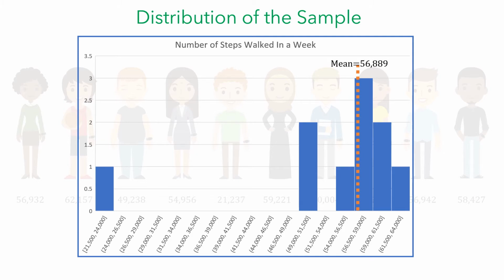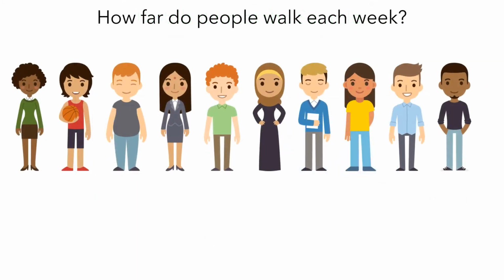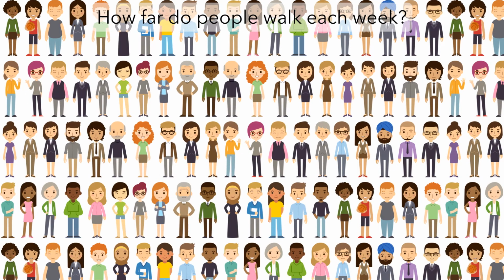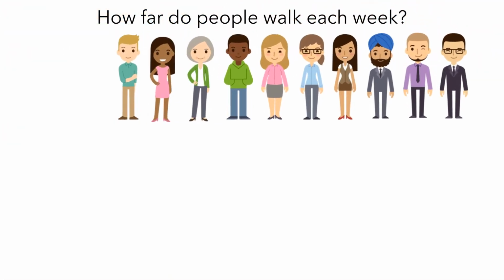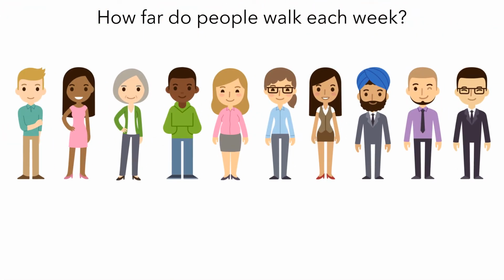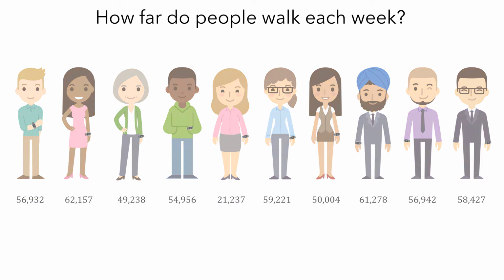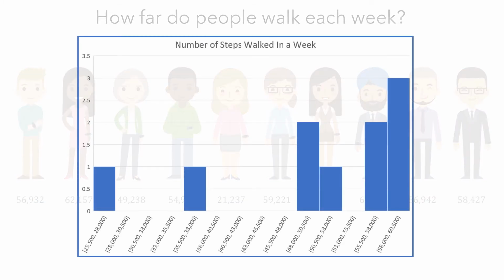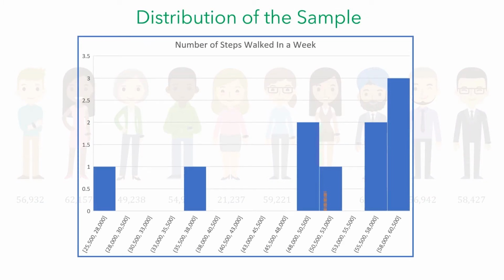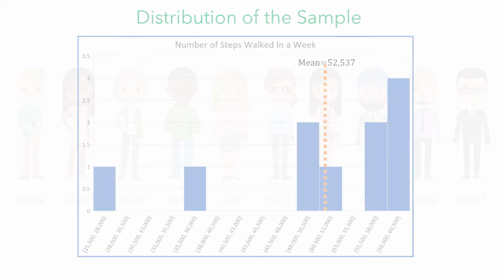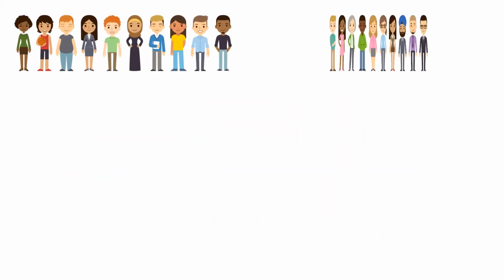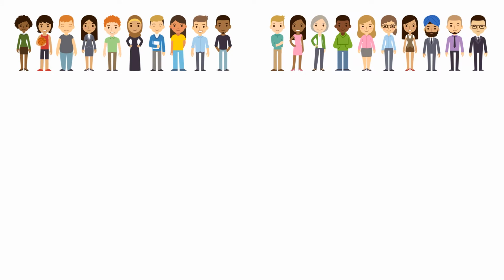Now let's go back to that population for a moment. What if, instead of our original sample, we had randomly selected a different group of 10 people? And you gave them pedometers, had them wear them for a week, and recorded all of the data. We could look at the distribution of these data, which would again be a distribution of a sample, and we could compute the mean. So now we have looked at two samples from the same population. Each sample had its own distribution of data, and each sample had its own mean.